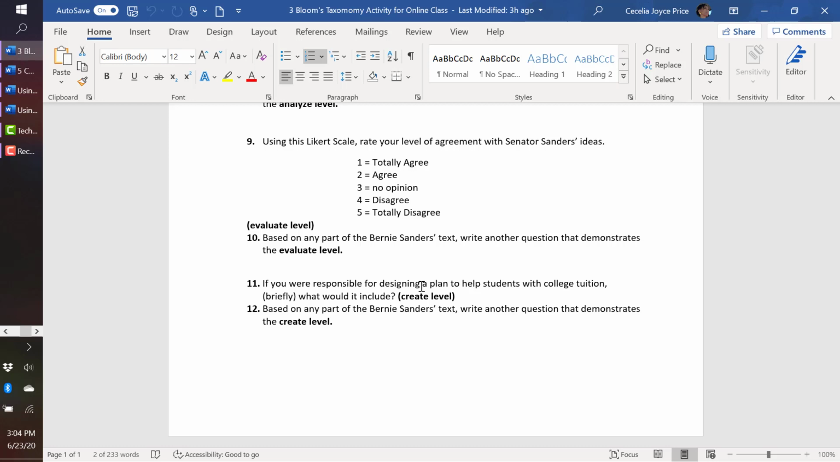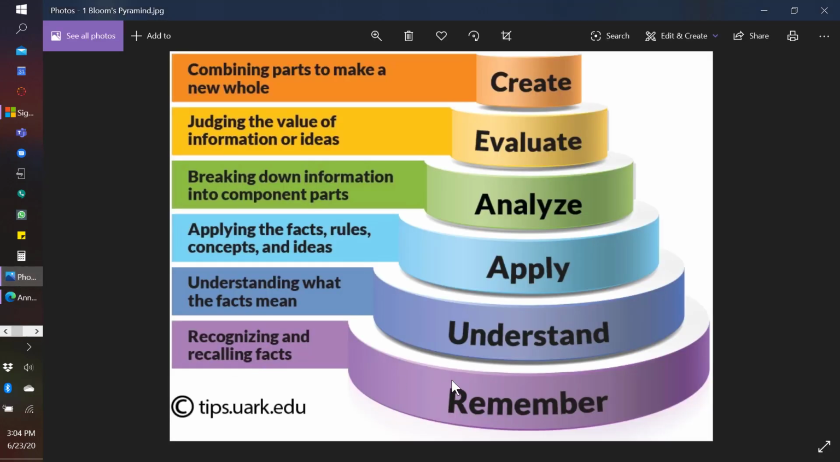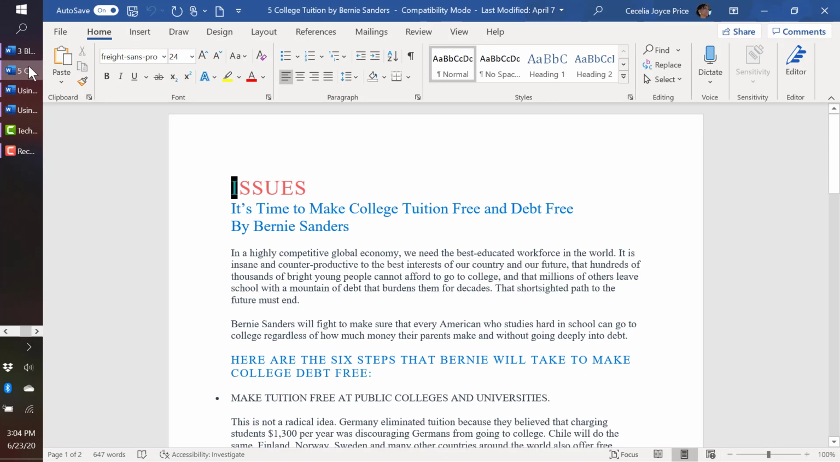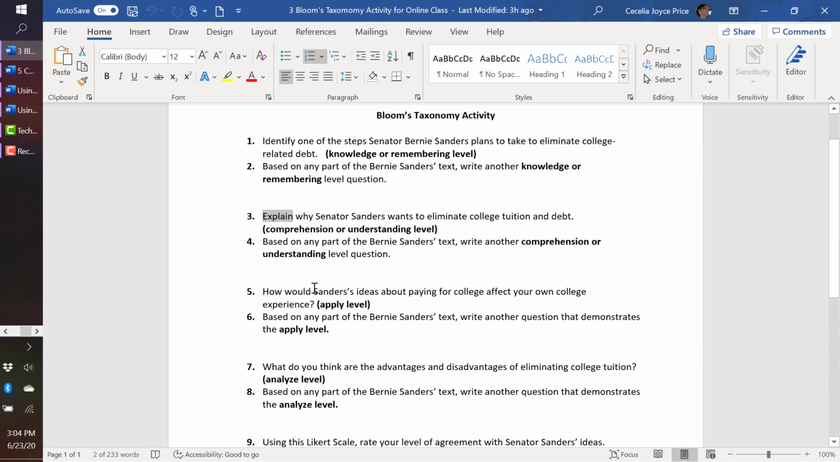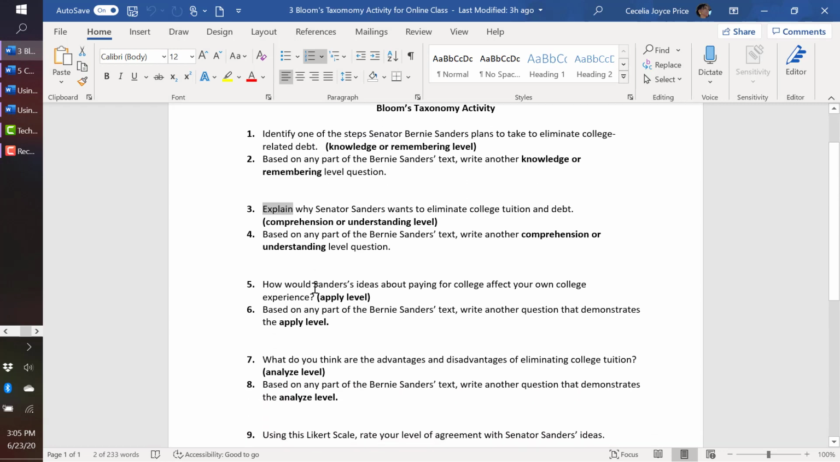Okay? That's creating, taking something you already have, something you already know, putting it together with this new information that you've gained, and you're creating something that hasn't been considered before. Okay, so we have looked at our entire pyramid. We've looked at each of these levels individually. We have read Bernie Sanders' speech, and then we have looked at these different levels of thinking as these relate to Bernie Sanders' speech. That's the first thing.